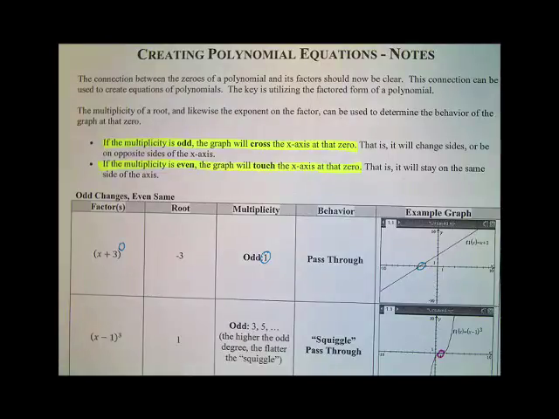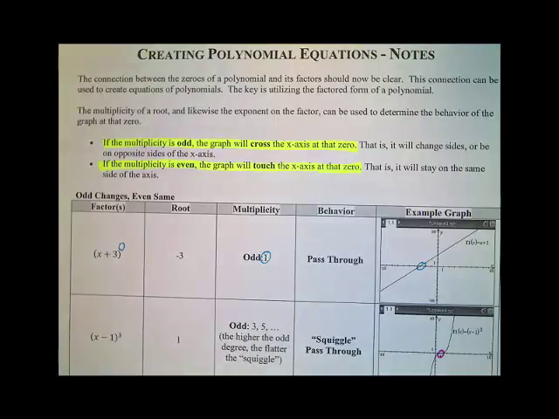So the first one, we have x plus 3. Notice the exponent is 1. We know the root is negative 3 because it's the opposite of the factor. And when you look at the graph, it crosses the x-axis at negative 3. And notice it passes through that root. All right, and that's because, again, it is opposite. So opposite is a pass-through or a cross.